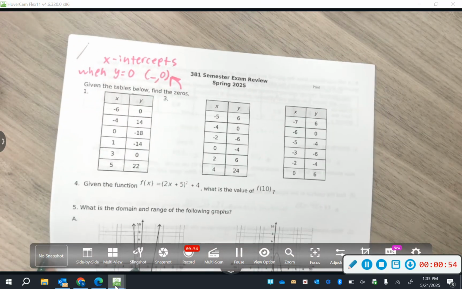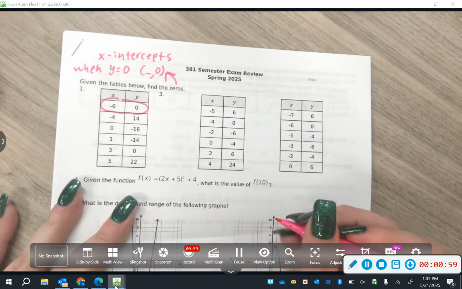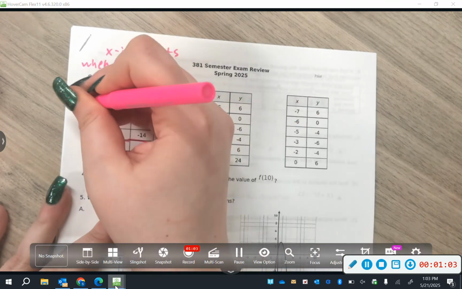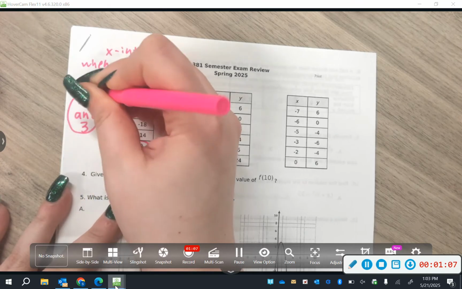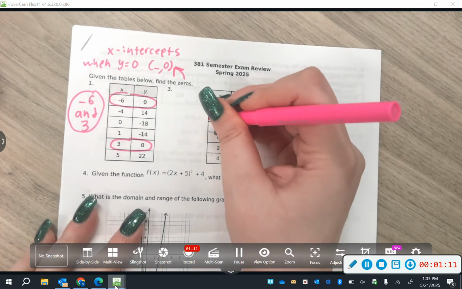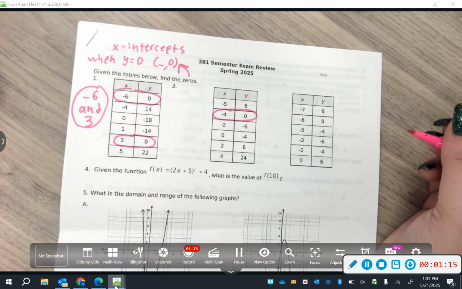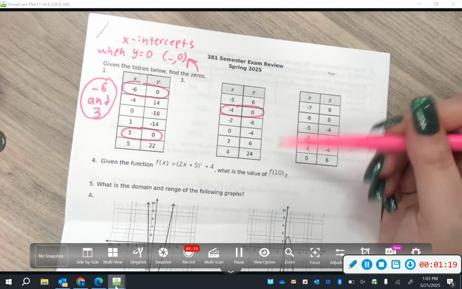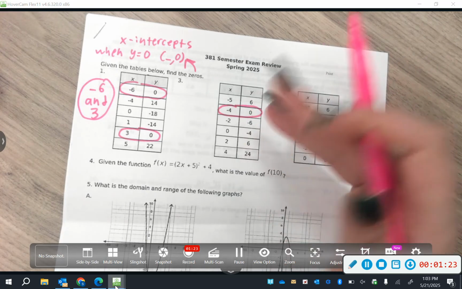Okay, so if I'm looking at this table, -6, 0, this is a 0. 3, 0 is a 0. So we got -6 and we have +3. On this one, we have -4, 0. That's a 0. I'm telling you there's one more 0 on this graph. You might not be able to see it. If you plug this in your calculator, you could always use your quadratic formula.